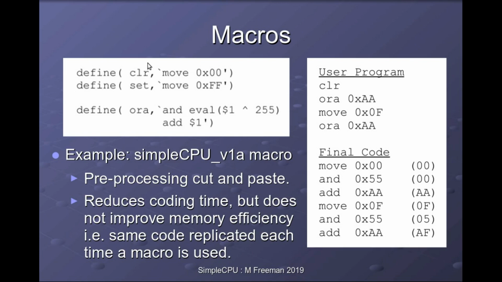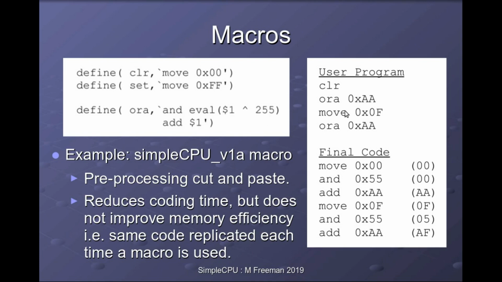The first two examples here implement simple register clearing and setting. So we can clear the simple CPU version 1A's accumulator by setting it to 0 or setting it to all ones. The bitwise OR one is here, so OR the accumulator, and that's implemented using a bitwise AND and an add instruction. What we do is we use the eval function as part of the M4 preprocessor we are using, and it modifies the parameter we pass to the OR macro. It performs the inversion of that parameter by exclusive ORing it with the value 255 before runtime.